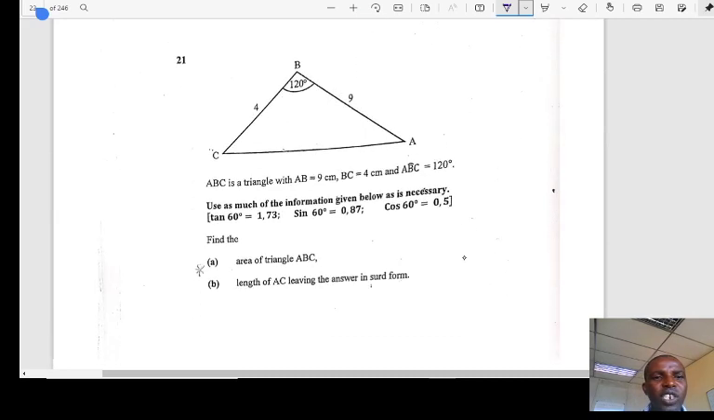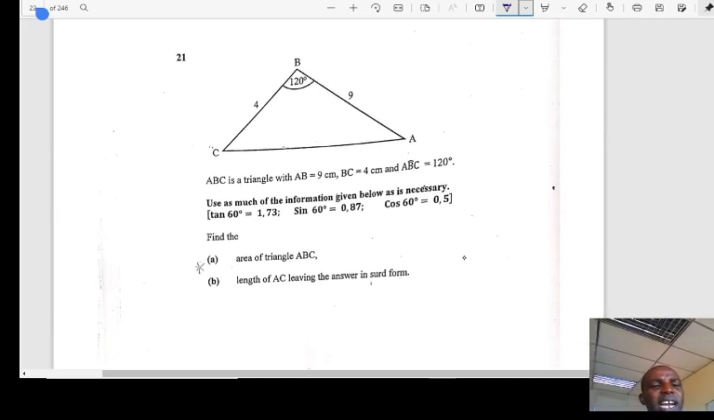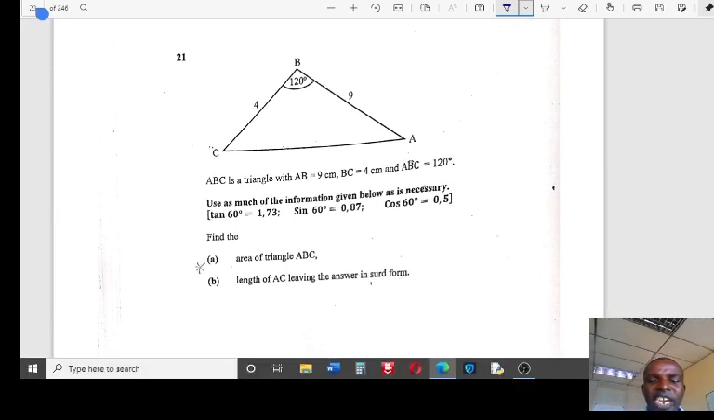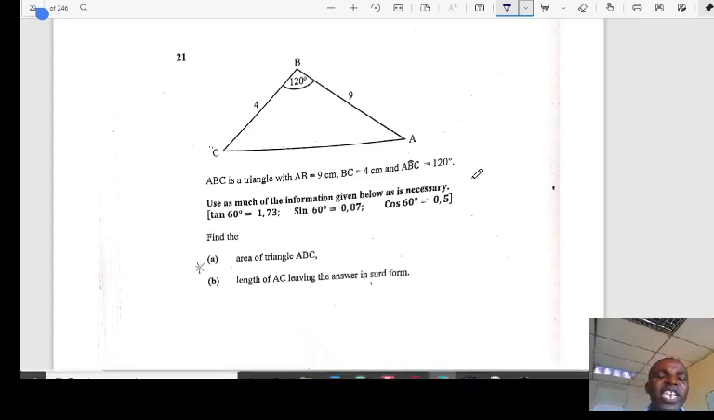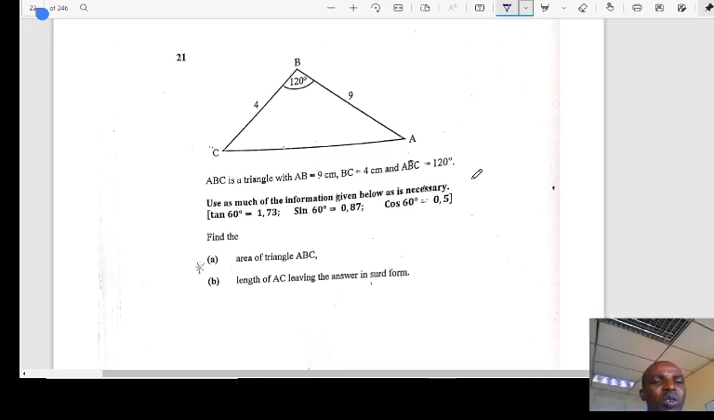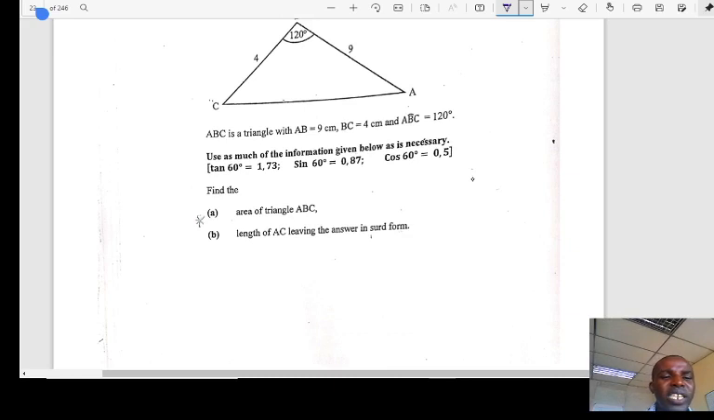Next question, 21. Area of a triangle ABC. That's the one that you want to calculate or find in this case. We're given that shape. It's a non-right angle triangle. To solve non-right angle triangles, we use either the sine rule or the cosine rule. Take note of that. The area of a triangle without the base is half ab sine theta, where a and b are the sides which make up the angle theta.